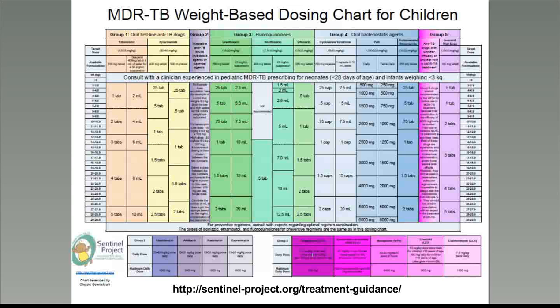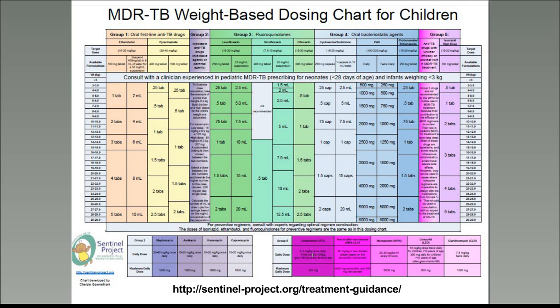We mentioned that the best way to limit adverse effects is actually to make sure that you're appropriately dosing all of these drugs. And that can be particularly challenging given the formulations and the fact that children's weight changes over time and that each child has to have a different dose based on their weight. There are tools that can help you to do that more easily.